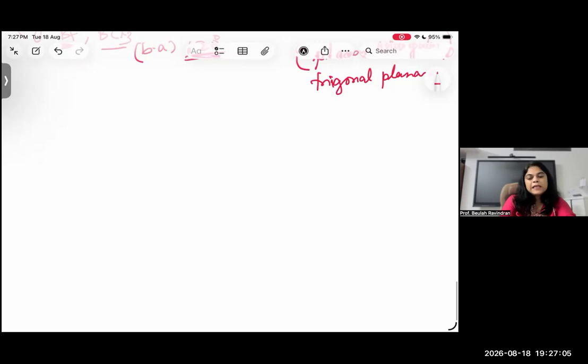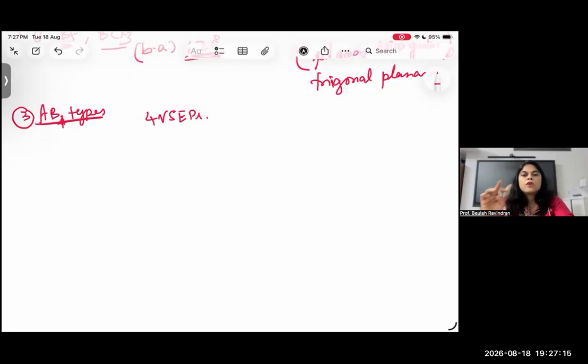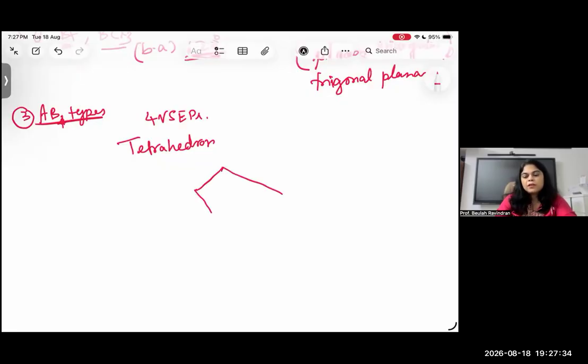Third one is AB4 type. Okay, what is AB4 type? You know, four VSEPs are here. They are arranged at the four corners of a tetrahedron. Okay, tetrahedron. And hence the shape of the molecule is tetrahedral. How can the tetrahedral be drawn? Like this. Okay, I can draw it.